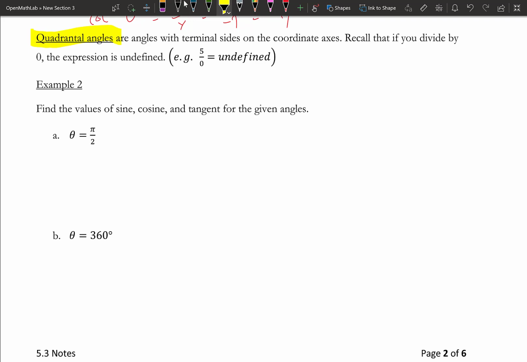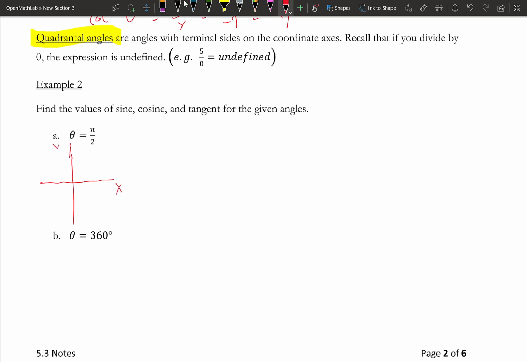All right. So the next term that we're defining is quadrantal angles. These are angles with terminal sides on the coordinate axes. So the terminal side is over top of the x or y axis. Something that we want to recall is that if you divide by 0, the expression becomes undefined. We can't divide by 0. So an example is 5 divided by 0 is called undefined. So that's important to remember. If we want to find exact values of sine, cosine, and tangent for the given angles, if you'd like, we can draw a picture to help us with this.